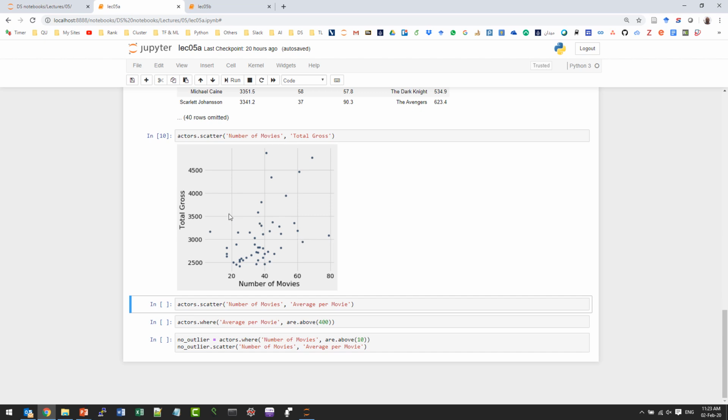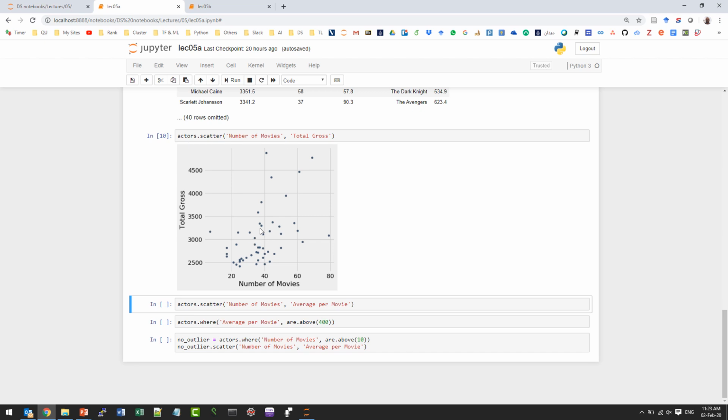Close to 2,523. Is there a relation between the number of movies and the total? Can we say that when the number of movies increases, something happens with the total gross? Or it's not always the case, yes, but I'm talking about the general trend. Do you see a general trend here?